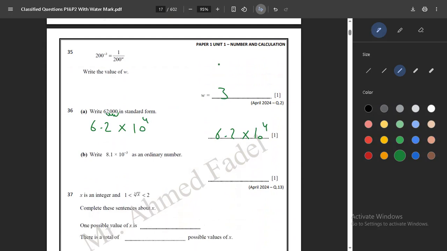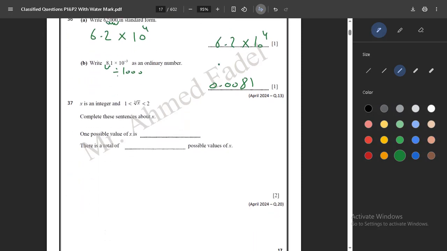Write 8.1 times 10 to the power of -3 in ordinary form. No problem, Mister. It is multiplication by this, so I'm going to make it division by 1,000. Or I'm going to move the decimal point 3 digits to the left, not 3 digits to the right. So it's going to become 0.0081. Moving the decimal point 1 digit here. No, I need 2 more digits, Mister. So 2 more zeros, 0.0081.